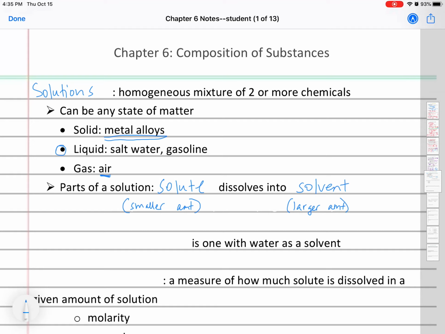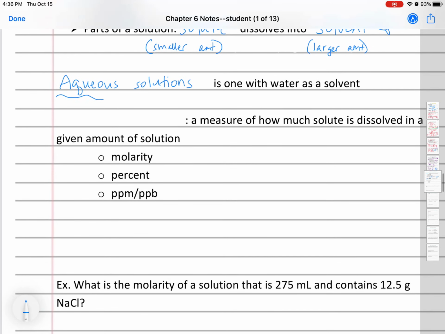In liquid solutions, in biology and often in chemistry, a very common solvent that we use is water. And because it's so common, we have a special term for solutions that use water as a solvent. We call them aqueous solutions. So most of the chemistry we'll be talking about is going to deal with aqueous solutions, where water is the solvent. Water is an excellent solvent for many reasons that we'll get to probably next semester.